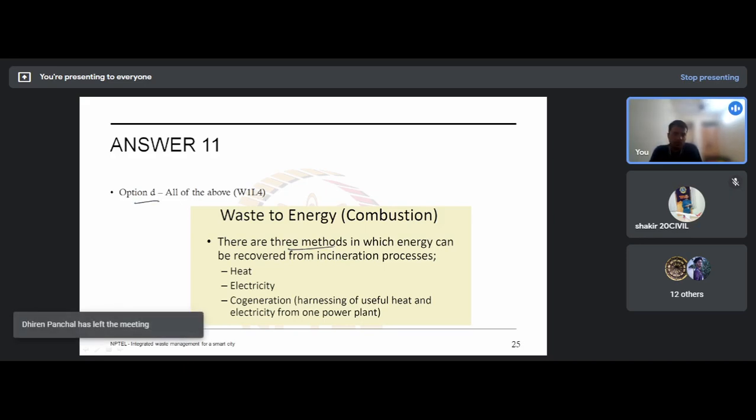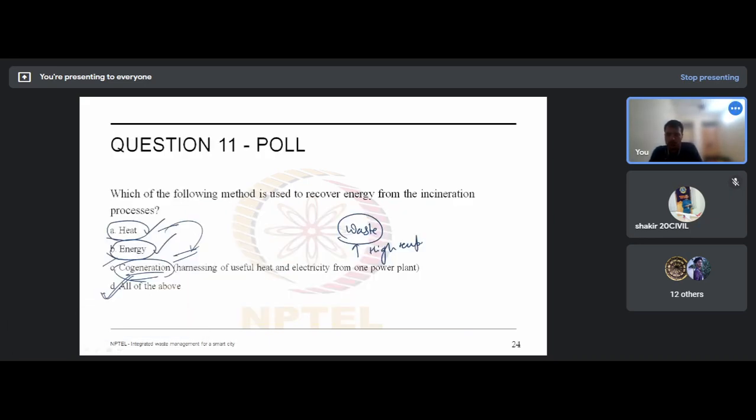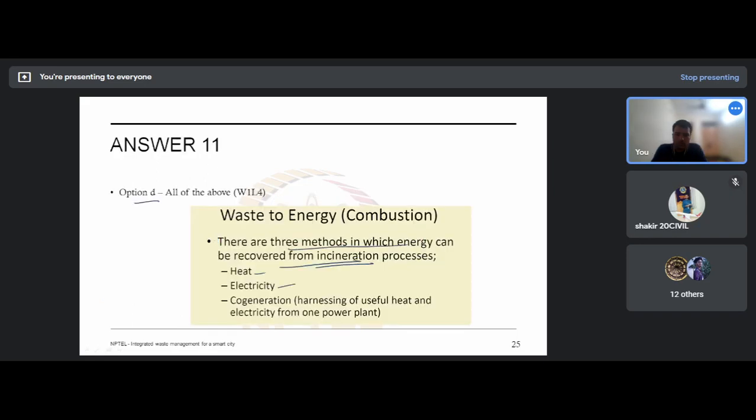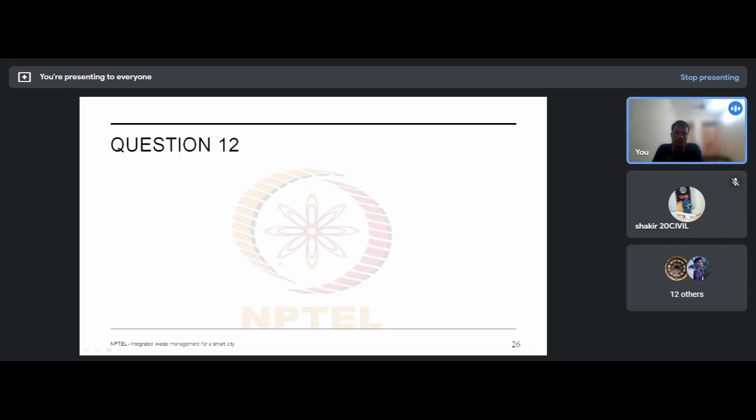So three methods we use for recovering the energy. We have heat, electricity. I think the option here should have been electricity instead of energy. Heat, electricity, and cogeneration, all these three we can do to recover energy. That is called waste to energy. So we'll see the next question, that is question 12.